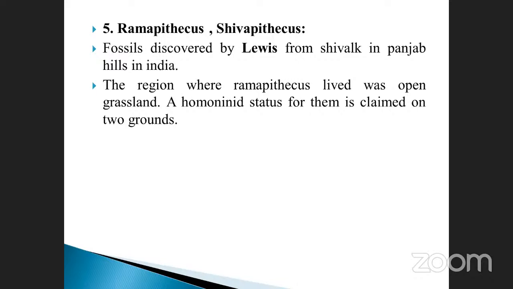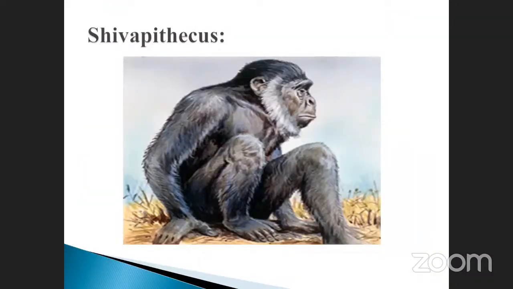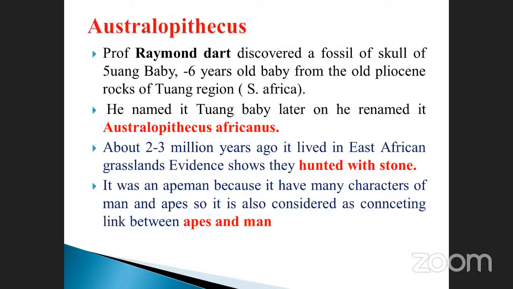The region where Ramapithecus lived was open grassland. It is another characteristic: not in the trees, only open grassland. These are the characteristics and features of Ramapithecus as well as Sivapithecus. See the Ramapithecus structure, the skull shape. These things are very, very important. See Sivapithecus, the structure, and the presence of the grassland. That is also very important.